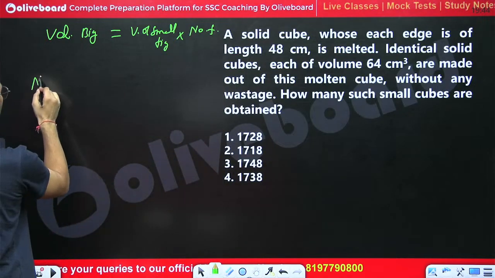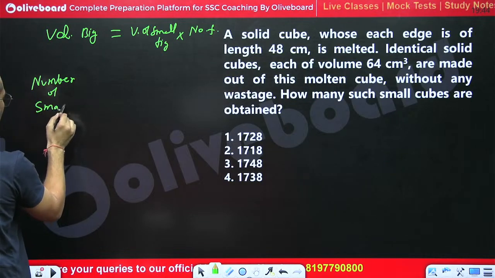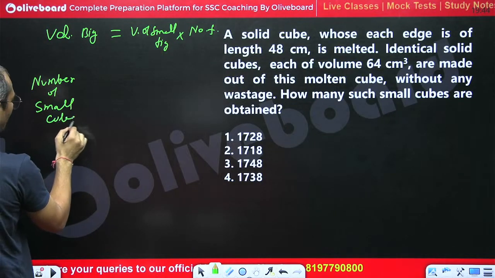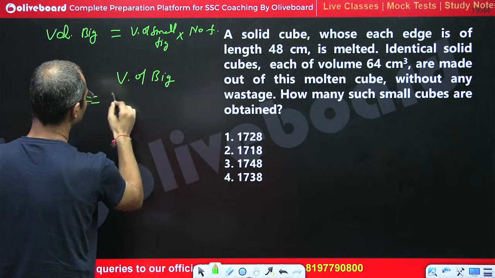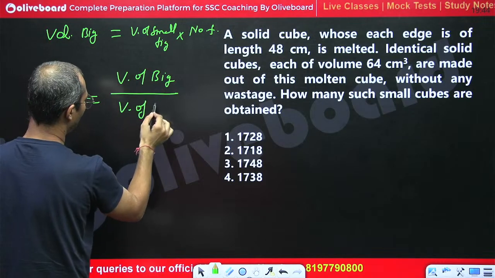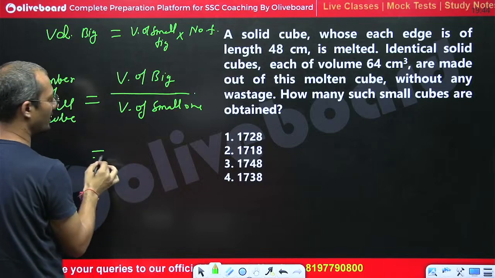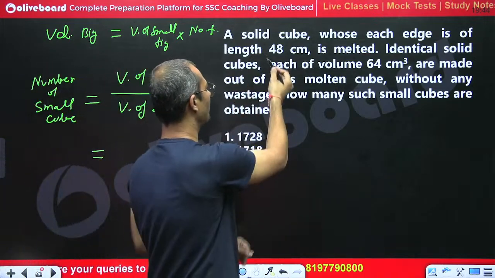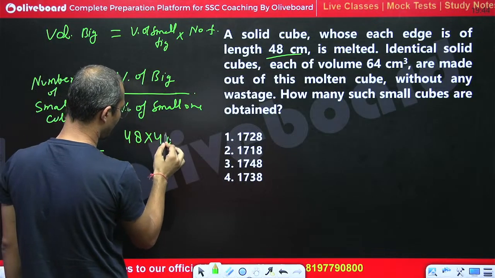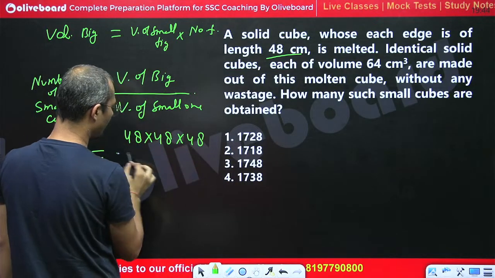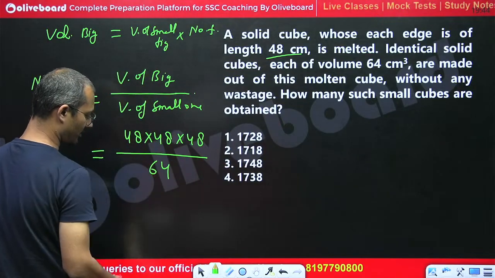So here we have to calculate how many such small cubes can be obtained. So the number of small cubes would be equal to the volume of the big one divided by the volume of a small one. Right, here we are given the side of the big one, so the volume would be 48 into 48 into 48, and we would divide by the volume of the small figure, which is given as 64, right?